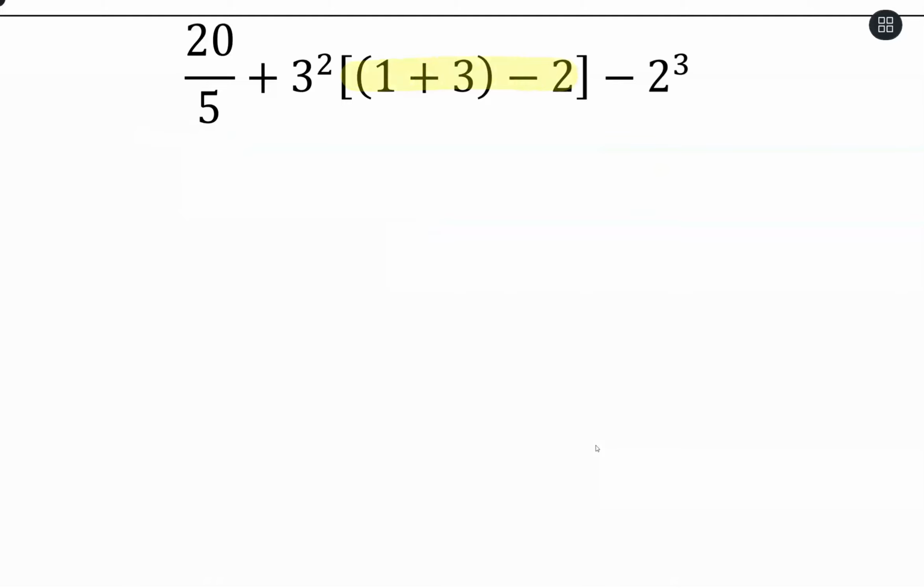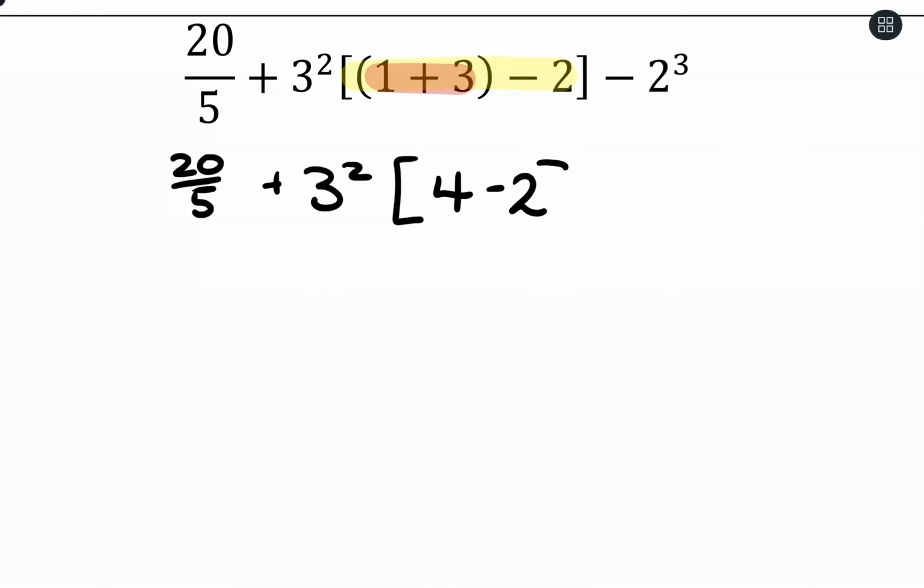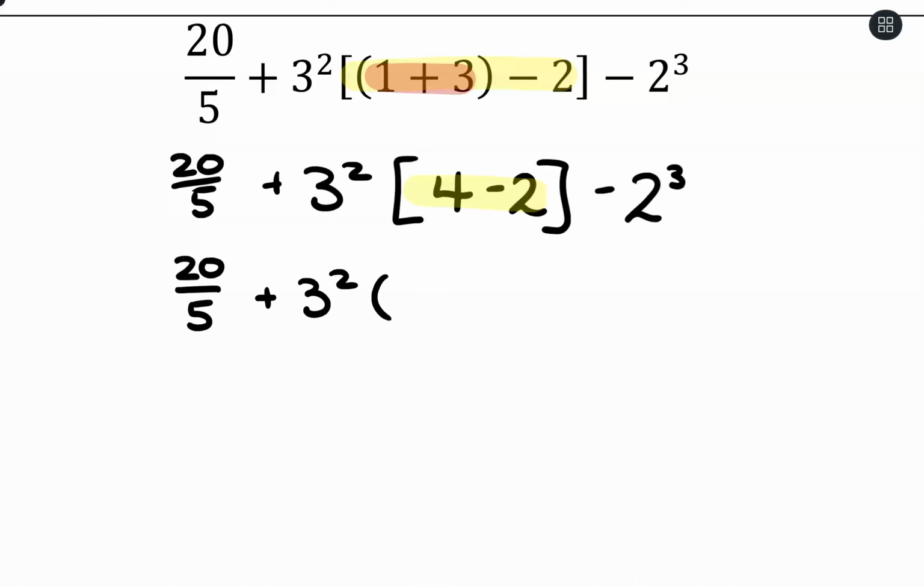We have this big set of parentheses, but then within those parentheses, we want to simplify that 1 plus 3. So we have 20 over 5 plus 3 squared, parentheses, 1 plus 3 is 4, and then we're subtracting 2 minus 2 cubed. Okay, we still want to simplify those parentheses, so we have 20 over 5 plus 3 squared times 4 minus 2, which is 2, minus 2 cubed.